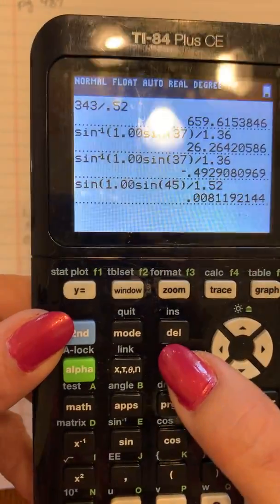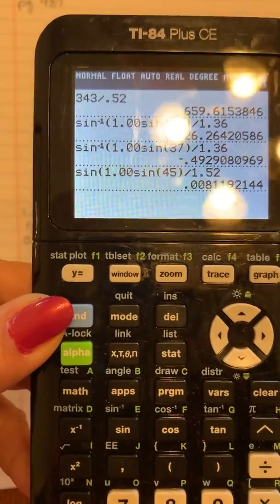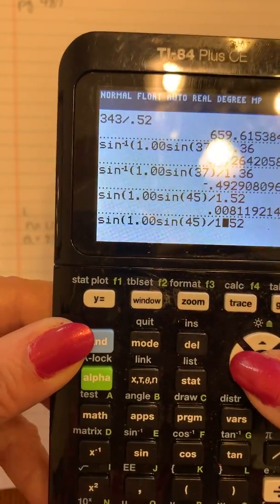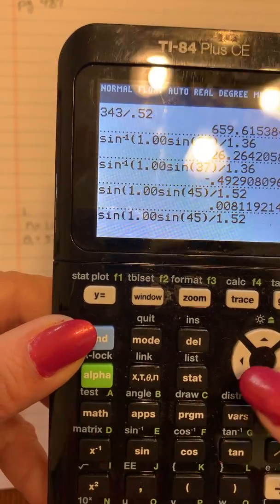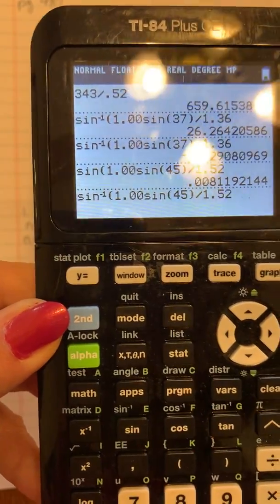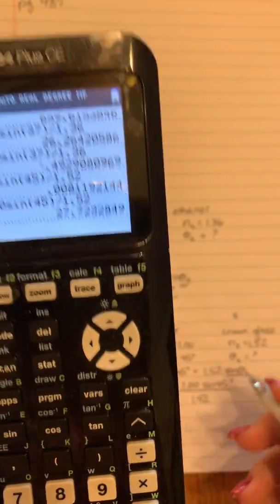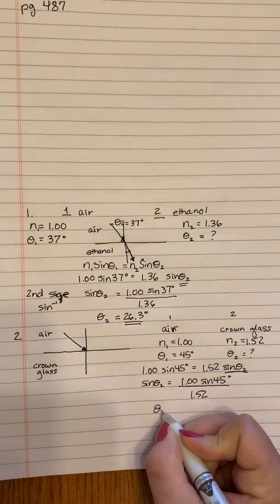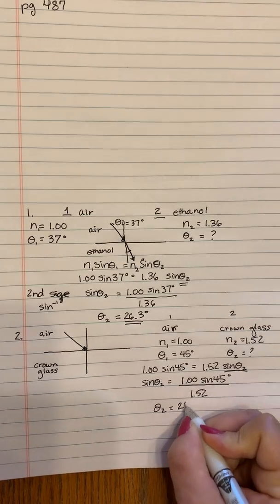Oh, because I have sine, you see that? I have sine, not second sine. So what I have to do, go back here, is fix this and change this to second sine. Second sine. And now it'll be all right. 27.7. That's theta 2, not sine theta.